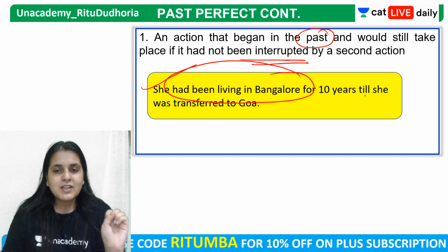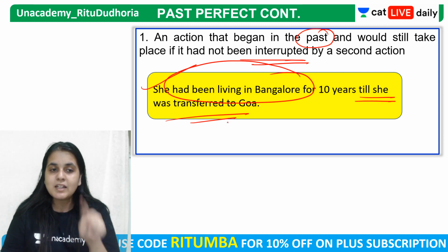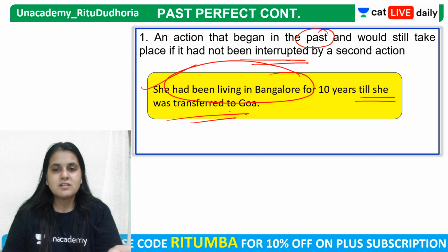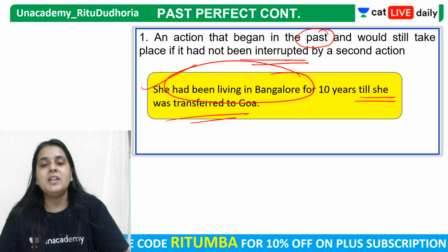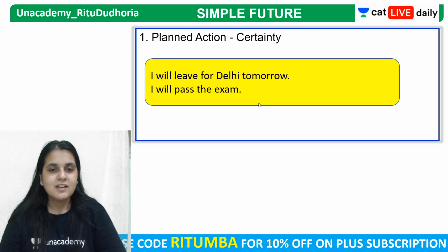Okay, she had been living in Bangalore till she was transferred to Goa. But a second action happened that interrupted the first action. Okay, I had been enjoying my breakfast till she called me. Okay, so she had been living in Bangalore, but why is she not living now? Because some second action interrupted it. Clear, guys? Okay.